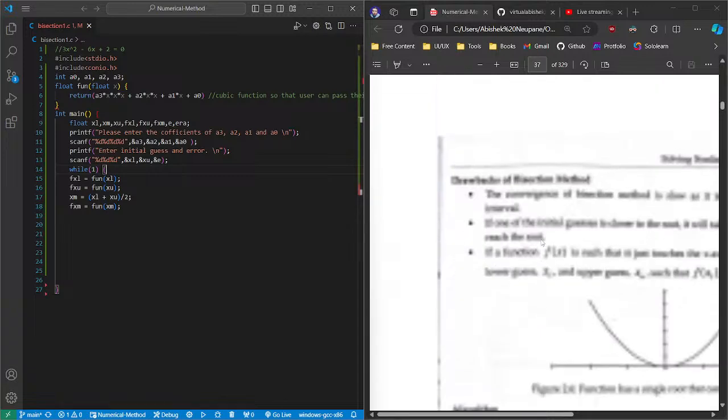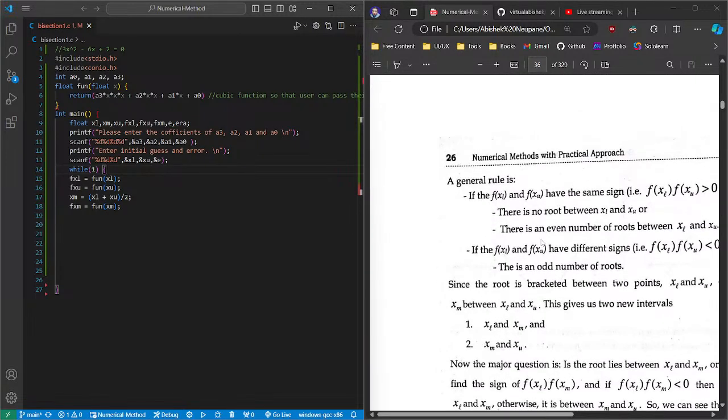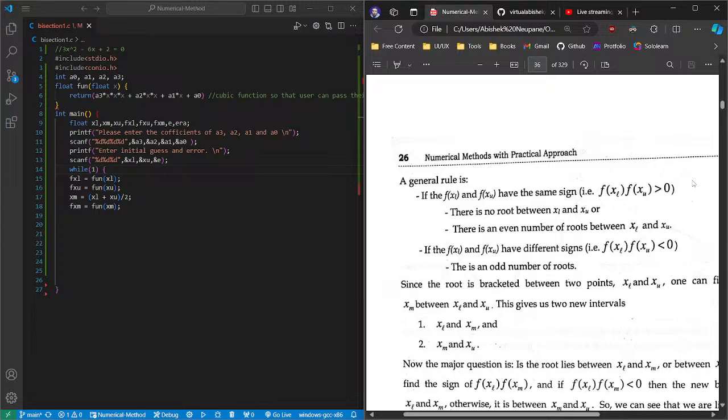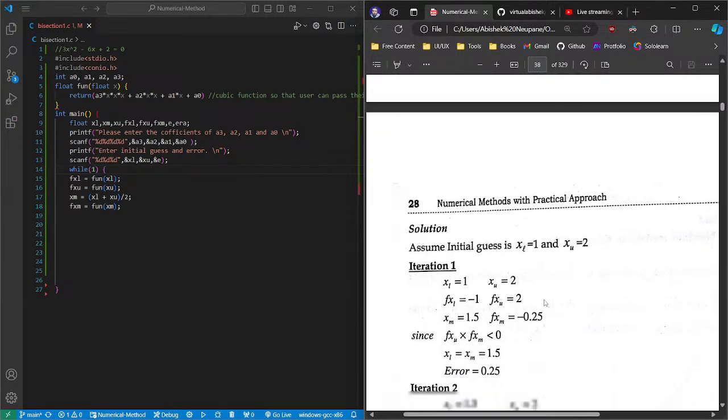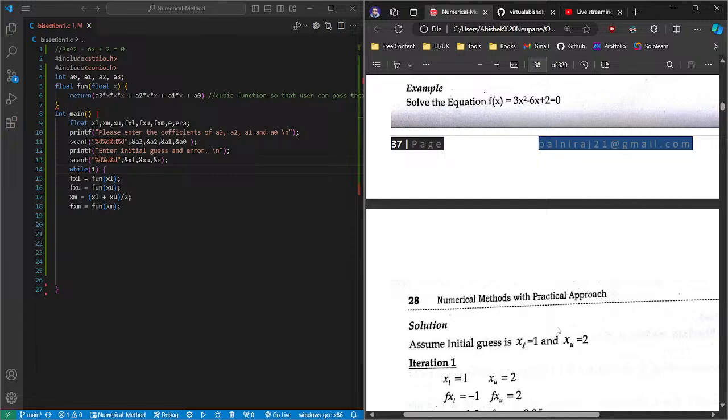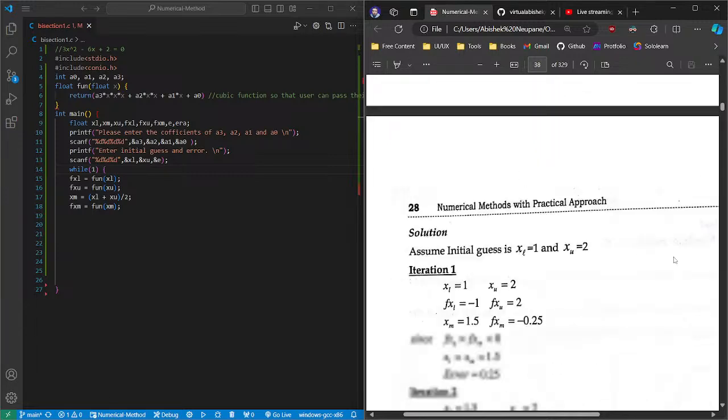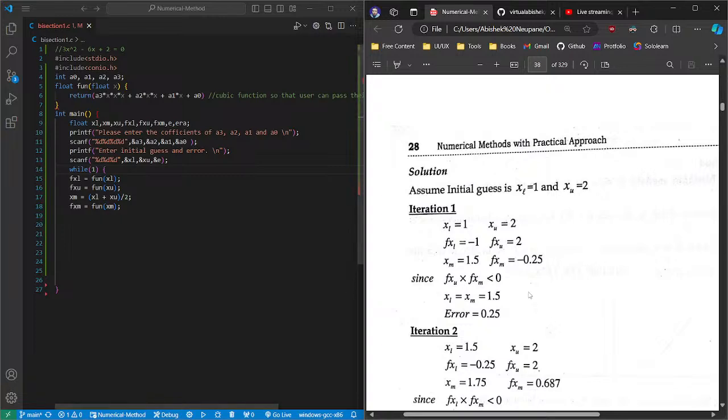So there is one concept here in the bisection method. If two function values are multiplied and the product is greater than 0, there is no root, or there is an even number of roots. If it is less than 0, there is an odd number of roots. Since I already know that if these xl and xu values are put here and the function values are multiplied, we will surely get a value less than 0, we know there will be an odd number of roots. So let's put this while loop here.